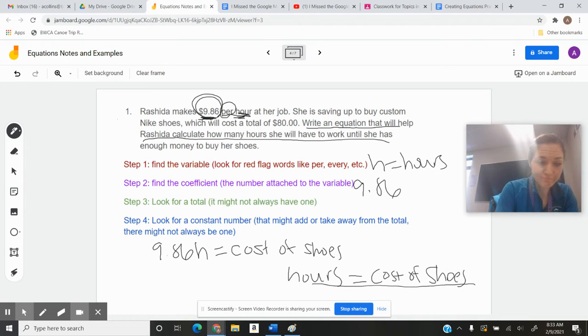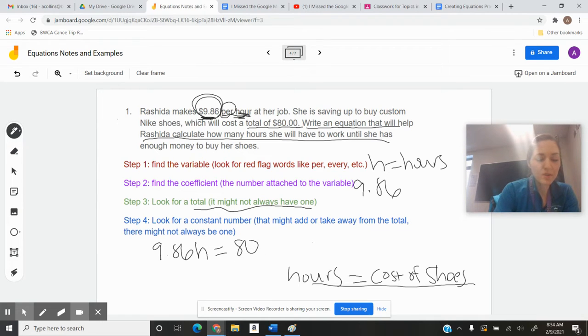Equal or more. All right, next thing you need to do is look for a total. It might not always have one. So let's go ahead and scan through our problem right here. $9.86 per hour, custom shoes. That will cost a total, perfect, of $80. So I'm just going to erase this cost of shoes because I know what that total cost of shoes is. It's $80. So I'm just going to replace that with 80.